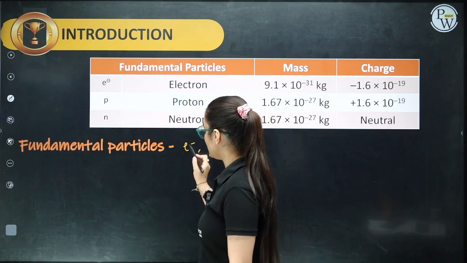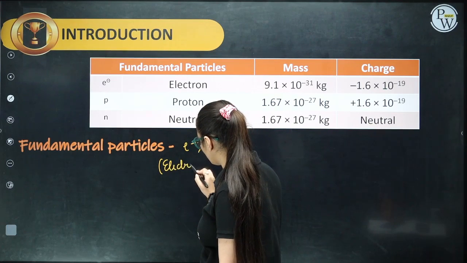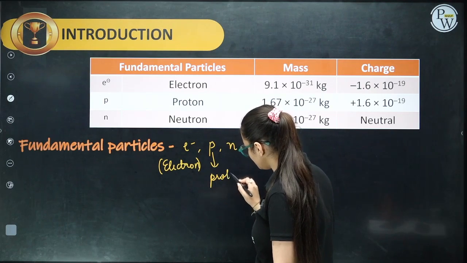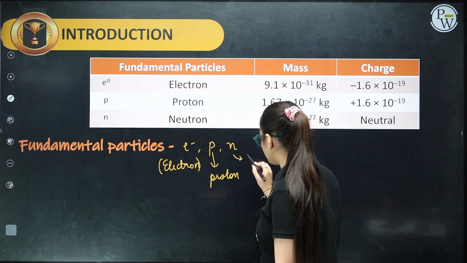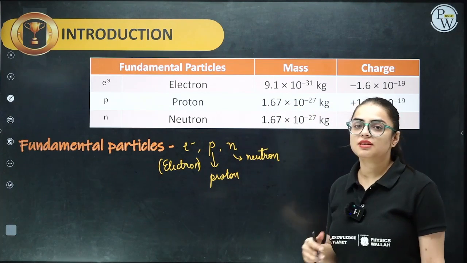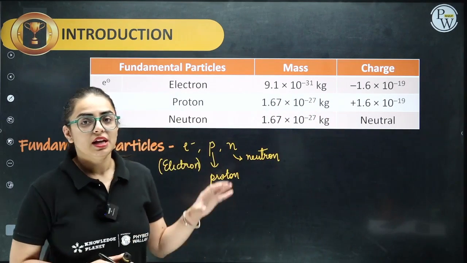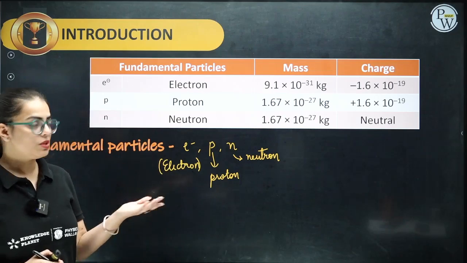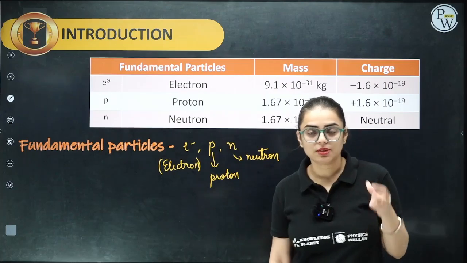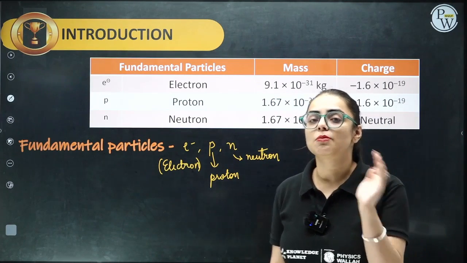Electron is represented by e with a negative sign, because electron basically, students, is a negatively charged species. And then we have proton represented as p, and then we have neutron represented as n. Okay, students. So basically, these are our fundamental particles. I will let you know how they were discovered, but you have to learn the charge and mass of an electron as well as proton as well as neutron. If I talk about the charges of electron and proton, the values are the same, just the sign is different.